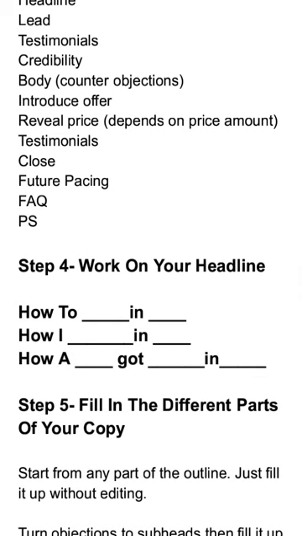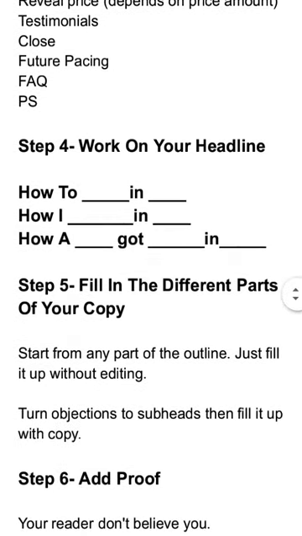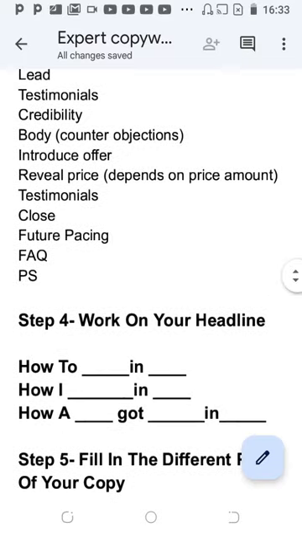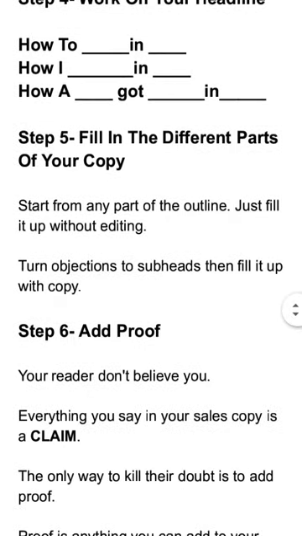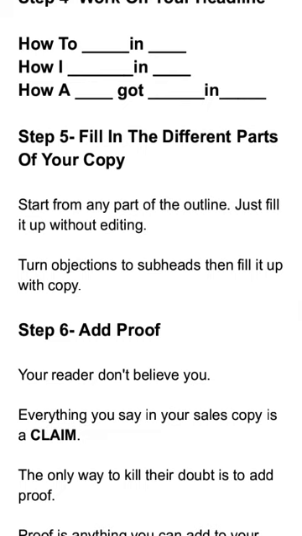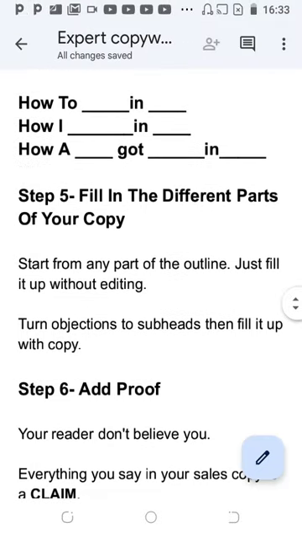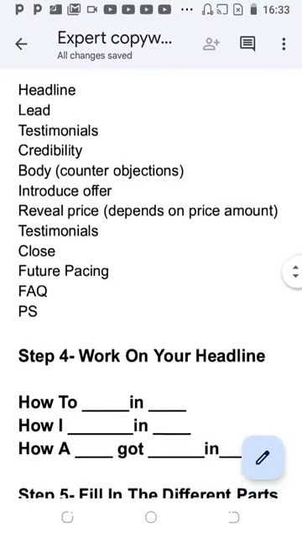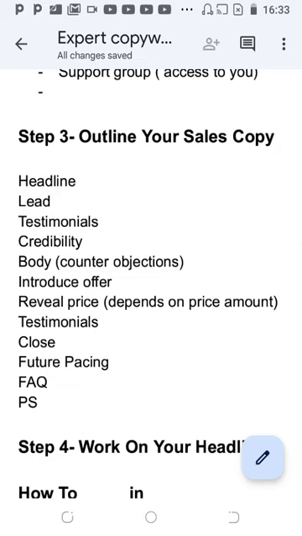Okay, so let's go to step 5. You start filling up the different parts of your copy. You can pick any part of your copy and fill it up. Now, I like to work on my headline first, but it doesn't mean that you cannot go back and edit it and change it. But after that, you can work on any parts, okay?